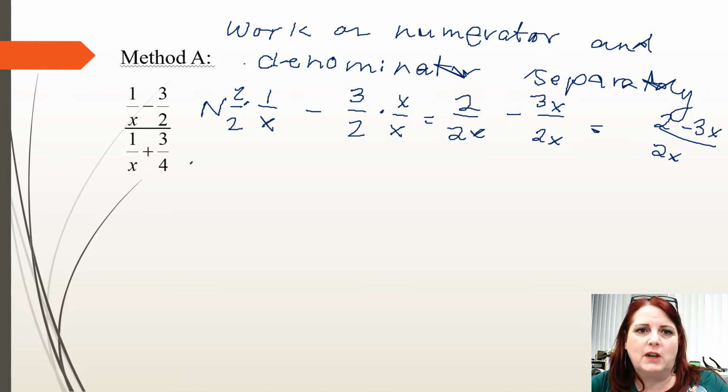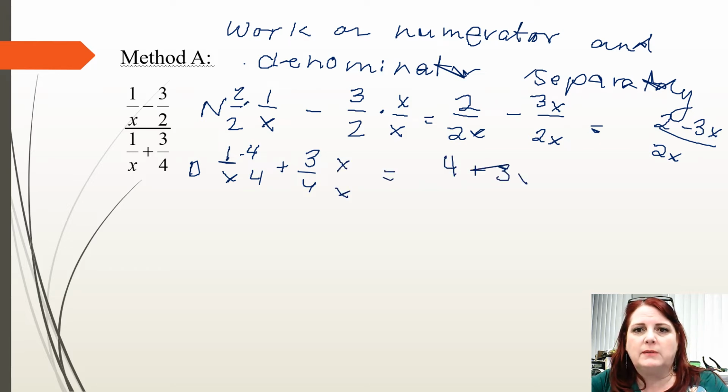Now let's take a look at this denominator. We have 1 over x plus 3 over 4. The common denominator is going to be 4x, so I multiply the first term by 4 over 4, and the next one by x over x, and we're left with 4 plus 3x over 4x.